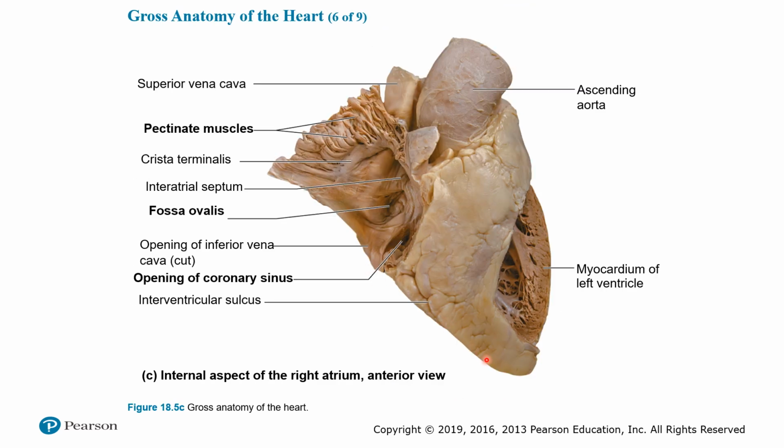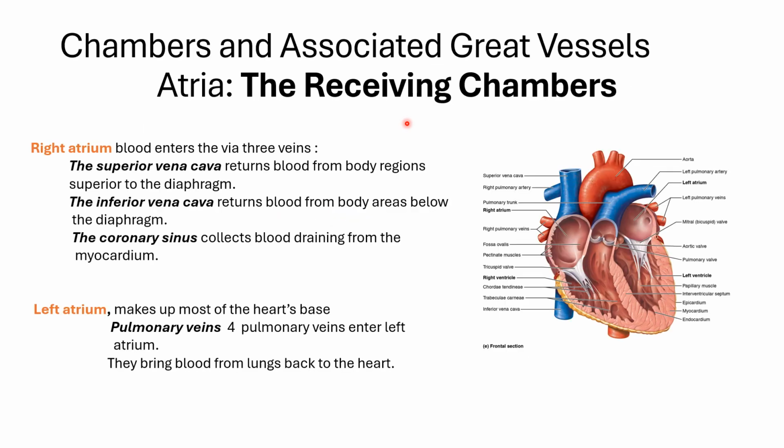This is how it appears in reality. So these are the pectinate muscles. This is the crista terminalis. This is the fossa ovalis. And here you can see the opening of the inferior vena cava. This is the opening of the coronary sinus, and this is the superior vena cava. We cannot see its opening over here. We already discussed what is written on this slide, so let's move ahead.